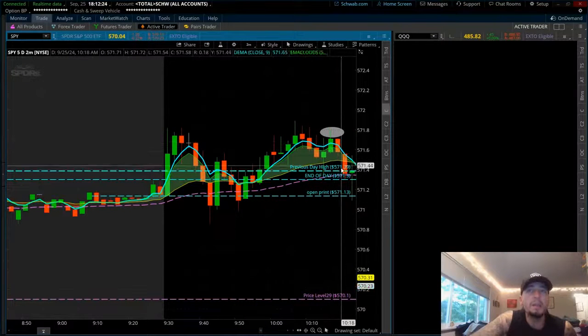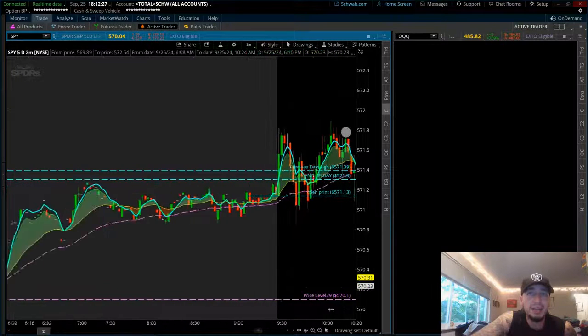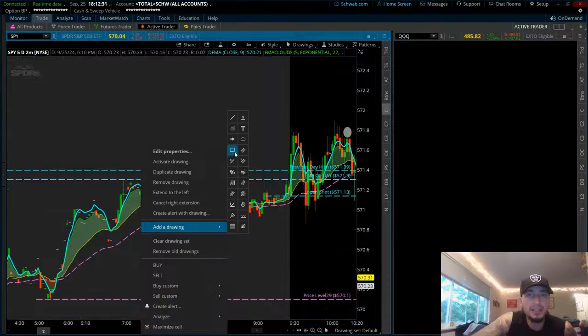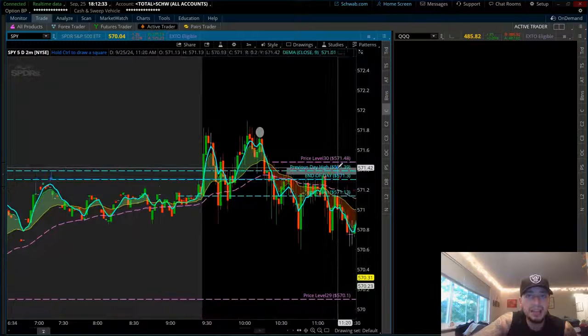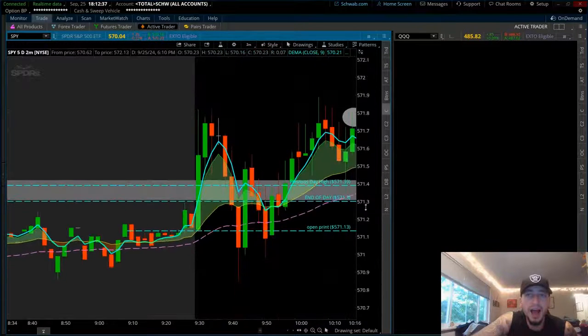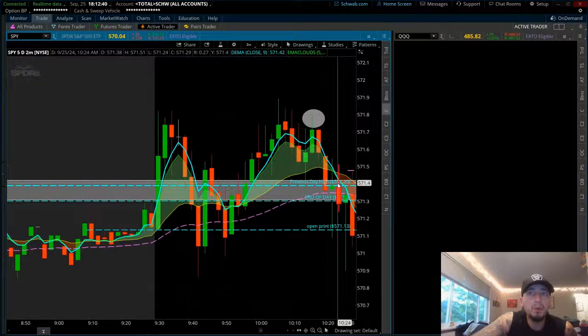And then we fall below PDH. Once again, this is our sweet spot. These two right here, I'm going to highlight it. This is what we call the sweet spot. What happens at these levels is going to paint the picture for us. So we fall below previous day high, and we come up for a retest.